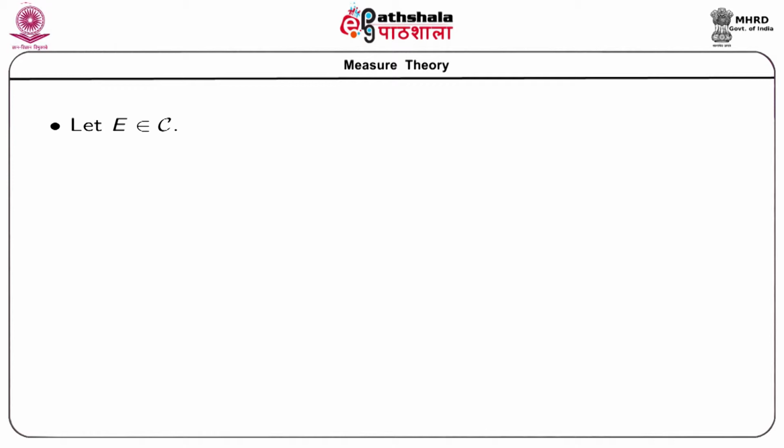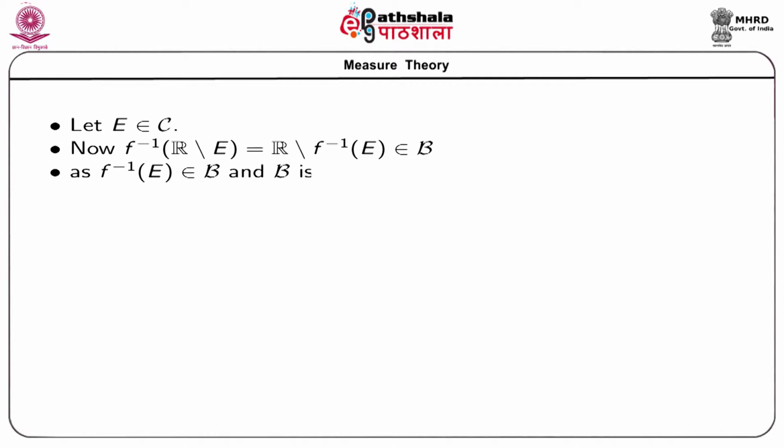For this, we start with a member E from C. Now, f inverse of R minus E is equal to R minus f inverse E, and it belongs to the class B, as the set f inverse E already belongs to the class B and B is a sigma algebra, and so it is closed under complementation. So, E complement equal to R minus E belongs to C.